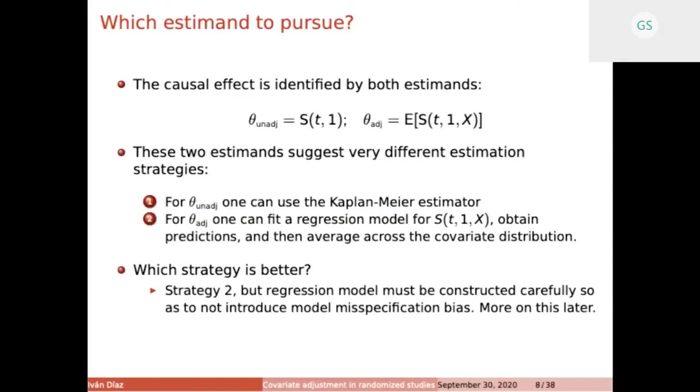And so a natural question when you're faced with two competing strategies is, okay, which strategy is better? How do I choose between these two strategies? And what we will see is that actually strategy 2 is better, the adjusted estimator is better, but the regression model has to be constructed very carefully so that we don't introduce model misspecification bias on the causal effect estimate. I'll address this model misspecification bias issue exactly later.